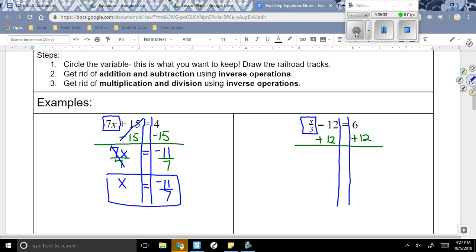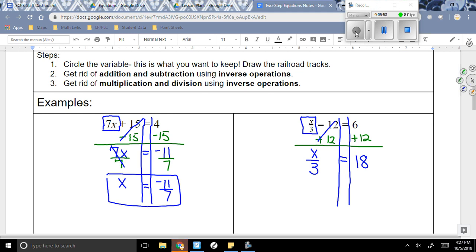Now, if I had subtracted 12 or a negative 12 and I added 12, those go away. Now I just have x over 3 on the left. On the right, I had 6, I added 12, now I have 18. And that is still a balanced equation. I still need an equal sign in the middle.